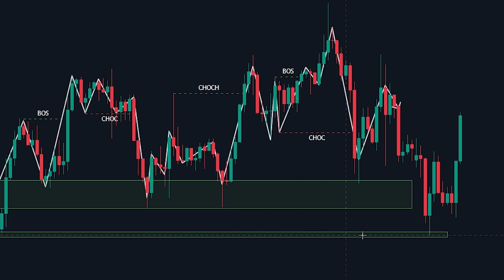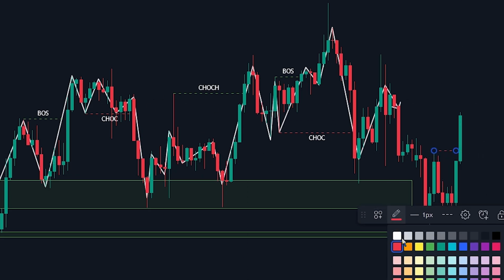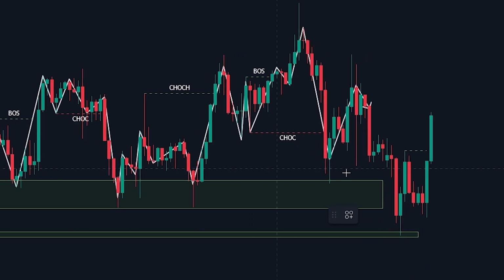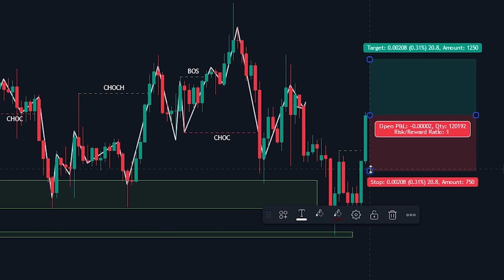Along with this, we can see that after the price wicked into the bullish fair value gap, a bullish change of character occurred, confirming the bullish sentiment and making it likely for the price to continue in the upward direction. Because of this, let's enter into a buy position here.